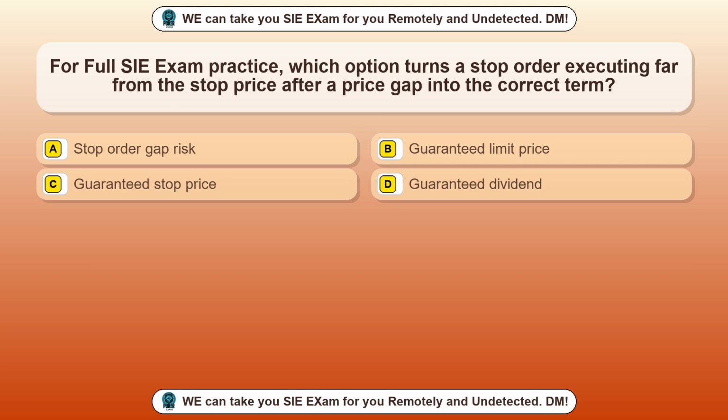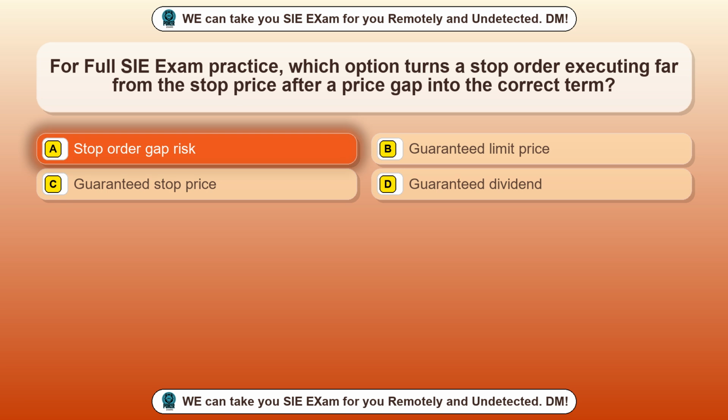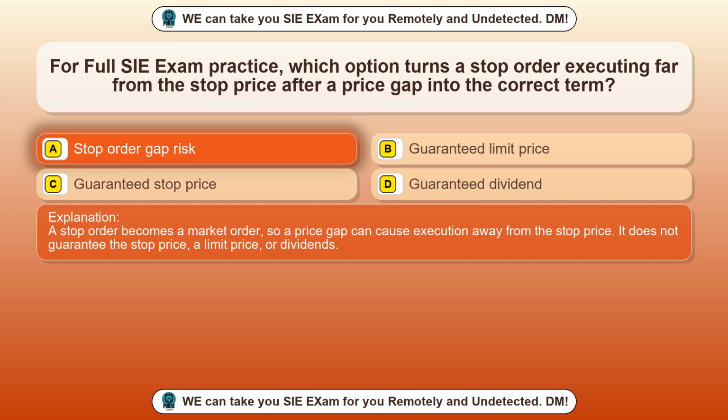Question 17. For full SIE exam practice, which option turns a stop order executing far from the stop price after a price gap into the correct term? Option A, stop order gap risk. Option B, guaranteed limit price. Option C, guaranteed stop price. Option D, guaranteed dividend. The correct answer is option A, stop order gap risk. A stop order becomes a market order, so a price gap can cause execution away from the stop price. It does not guarantee the stop price, a limit price, or dividends.